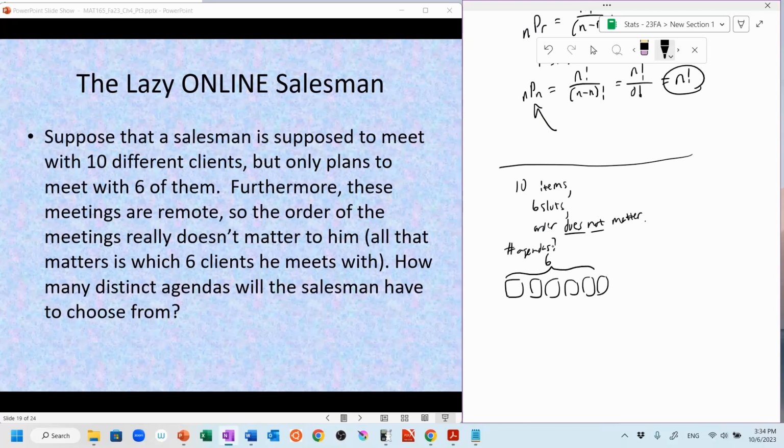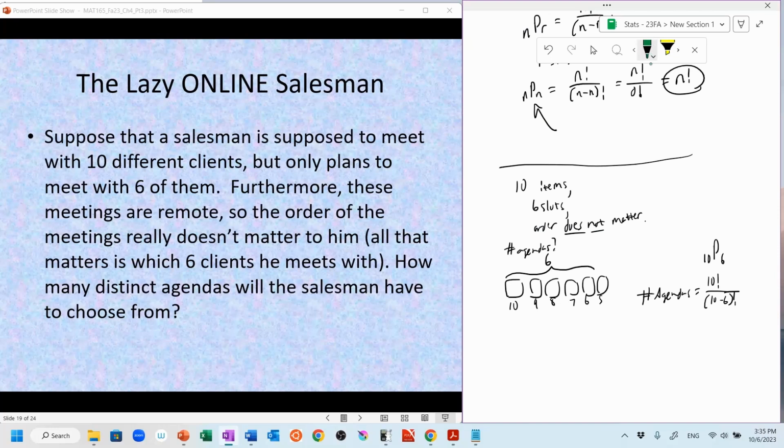Right, I have my 6 slots. Well, if order did matter, my number of agendas would just be 10P6, right? It would just be 10 factorial over 10 minus 6 factorial. But now I say, okay, I want to impose the condition that order does not matter.